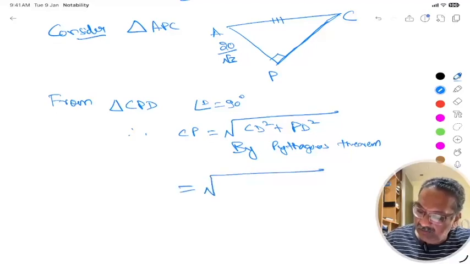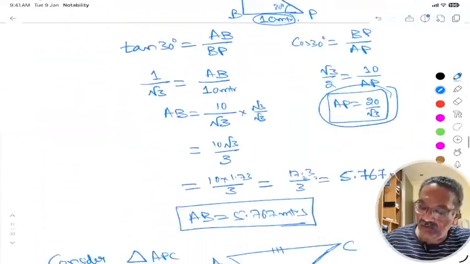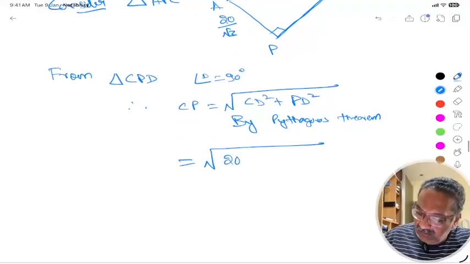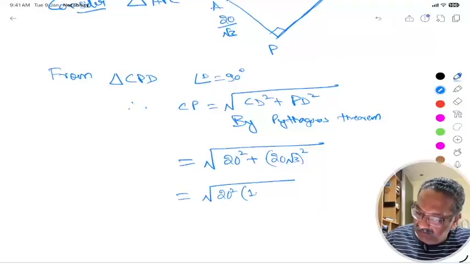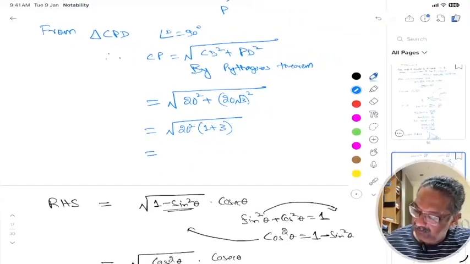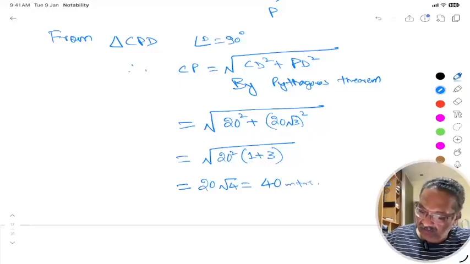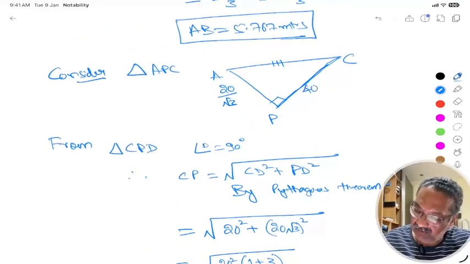So this is nothing but square root of CD square. One side is 20, the other is 20 root 3. So this will be nothing but square root of 20 square plus 20 root 3 square, which is equal to square root of 20 square. I'll take it as common, 1 plus 3. Okay? So 20 comes out, square root of 4, which is equal to 40 meters. So we have CP as 40 meters. So in this we got this as 40 meters, right?